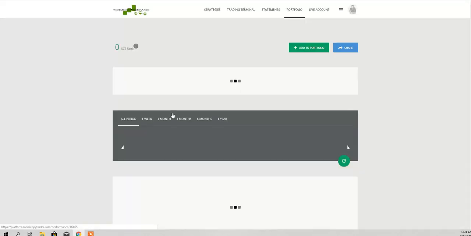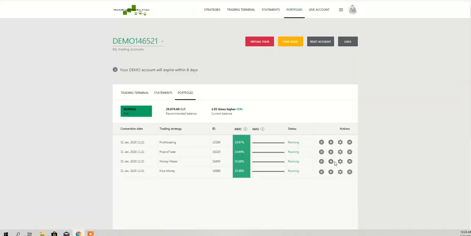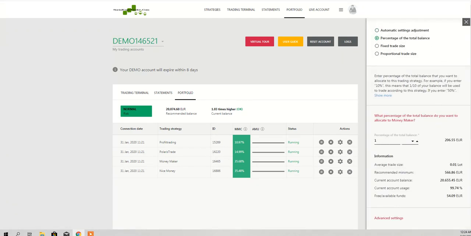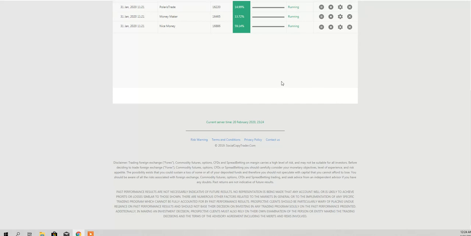Money Maker. His minimum is $611, no problem. We can give him the 15%. Then you can see how we're going to balance this after we do this. We'll make some other adjustments, so we'll give him 15% for now. We do the same thing here. Put in 1,500. And we limit the number of simultaneous trades. We'll do 2 again. Your choice.